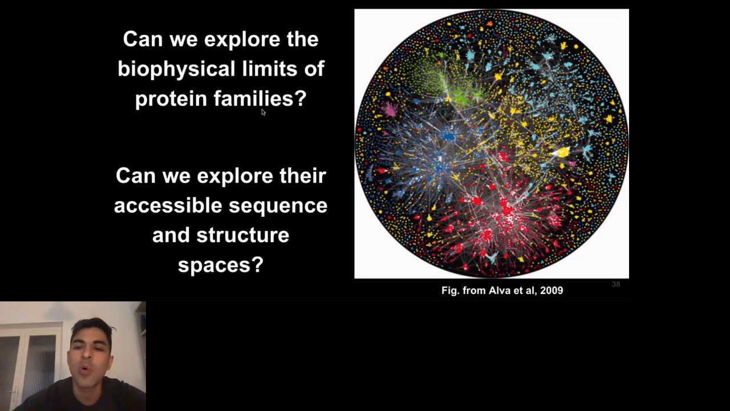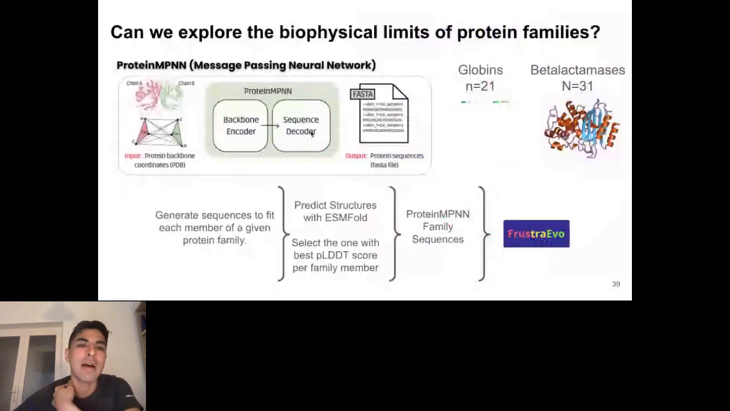So I always wanted to understand, in these galaxies here, we have a specific fold, right? And why can we get so many families that can be fitted in the same fold? What are the biophysical limits of sequence variation inside of a given protein family fold? So this is the question. Can we explore which is the accessible sequence and structure space at the level of folds and superfolds? So this is the question.